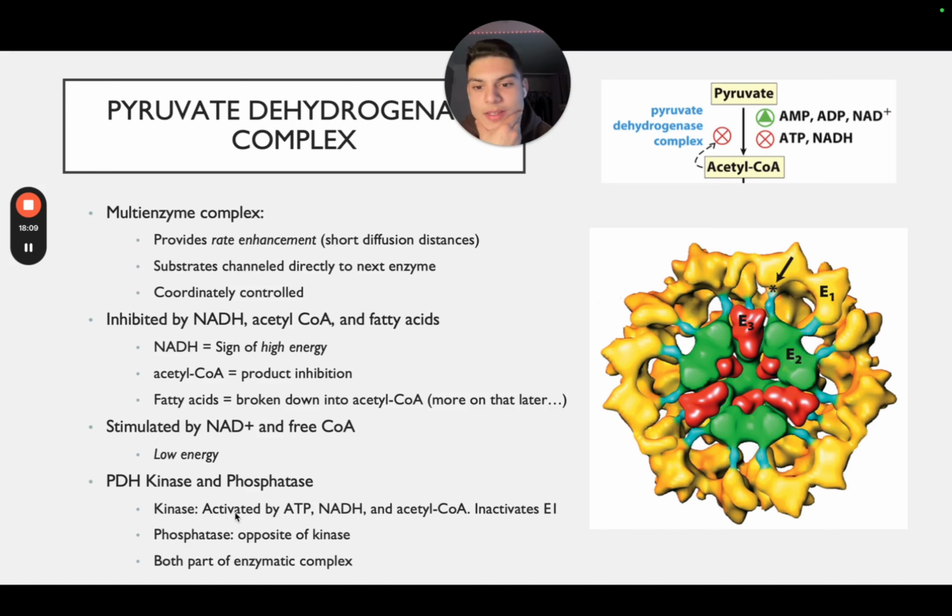that makes sense. So these regulators, ATP, NADH, AMP, ADP, NAD+, they don't just bind onto the enzyme itself. They have their effects because of these two proteins. So PDH kinase and phosphatase will exert their effects, and these are respective based on which molecules are more present.